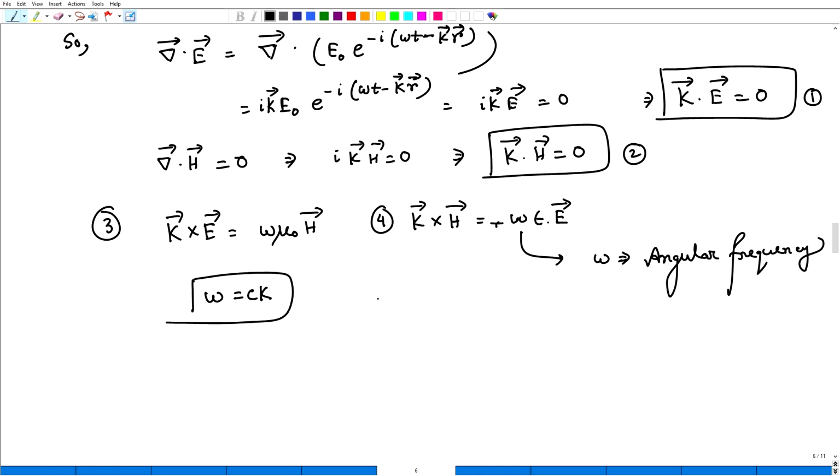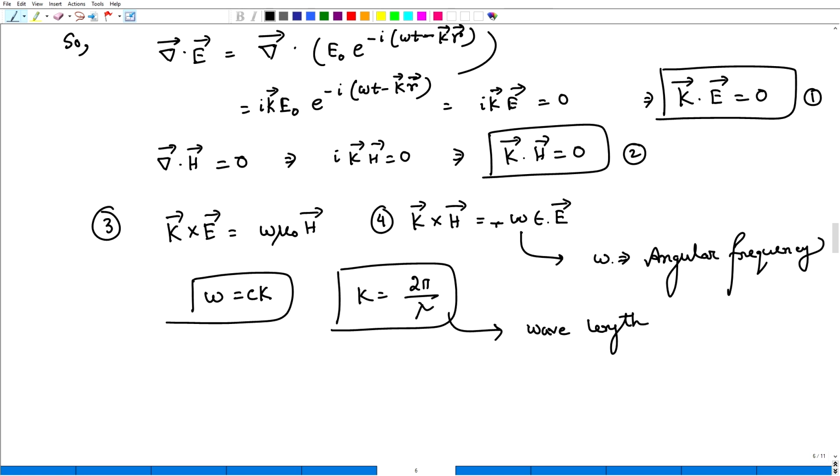Again, we can write that if omega is c times k, then k is actually 2 pi by lambda. This is the most general form of the wave vector. Lambda is the wavelength. Mind it, omega is the angular frequency, not the frequency. Frequency is nu. Nu is actually c by lambda for any wave. We are considering an electromagnetic wave, that is why we are writing c here. c is the speed of light or the wave.